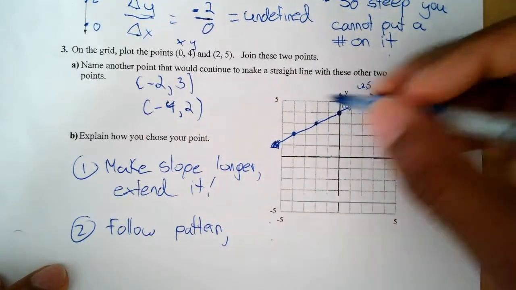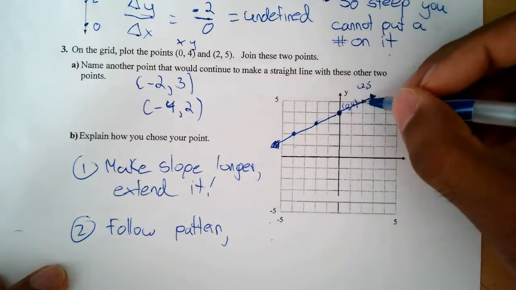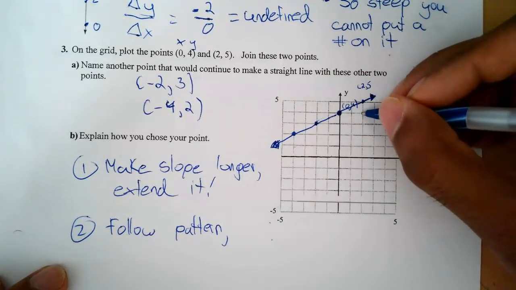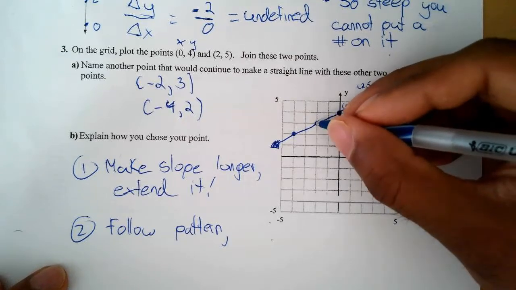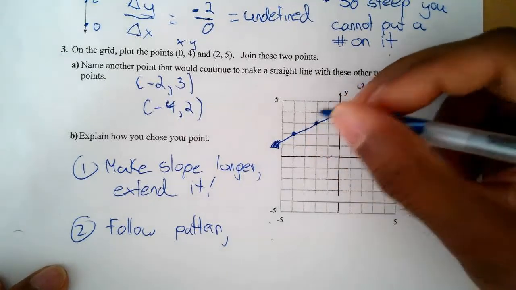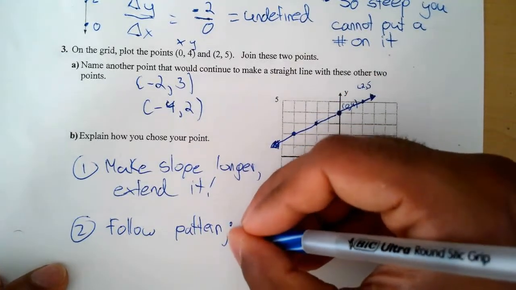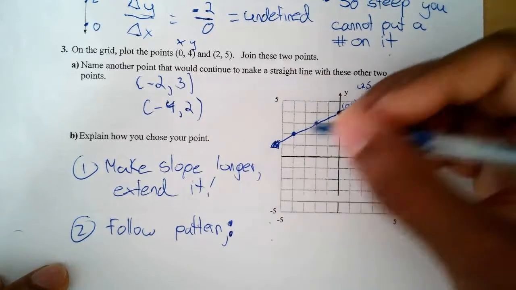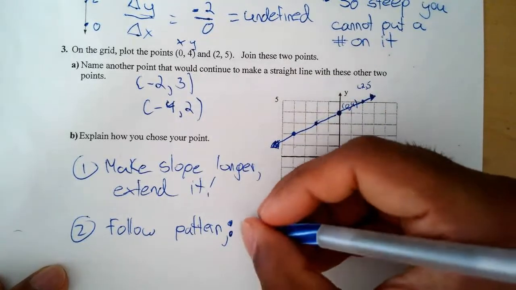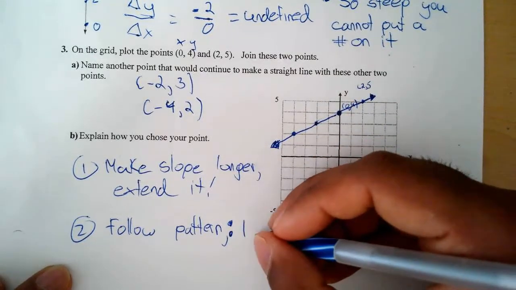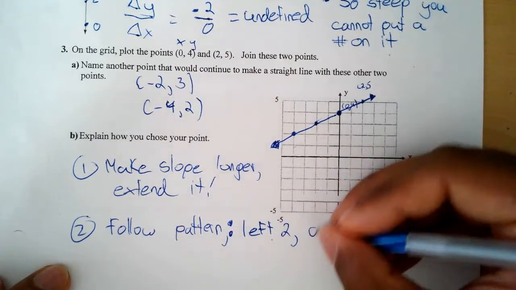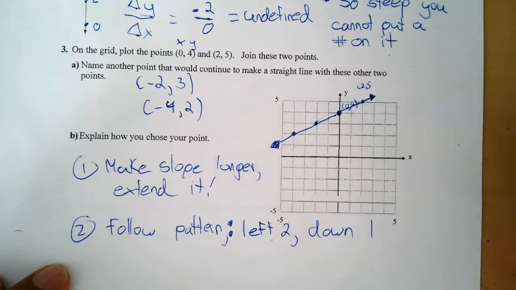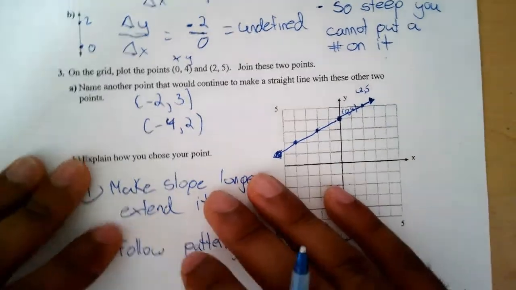The pattern here from these two points that we had originally: you go down 1, left 2, then down 1, left 2, down 1, left 2. If you find that pattern, and slopes all have a pattern like that, it kind of ties into arithmetic sequences, which we'll go over again at the end of the semester. So left 2, down 1. All right, let's move on to the next page.